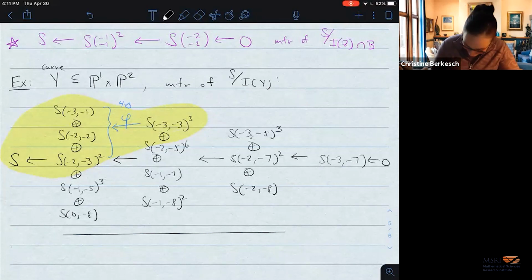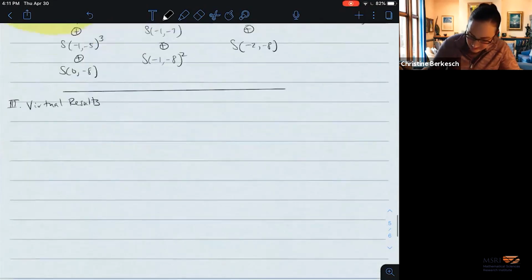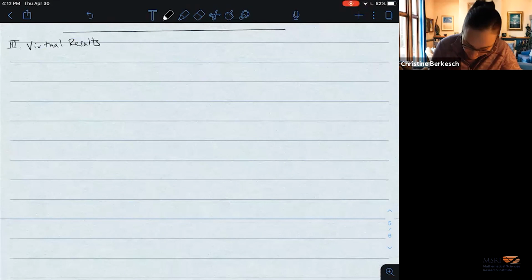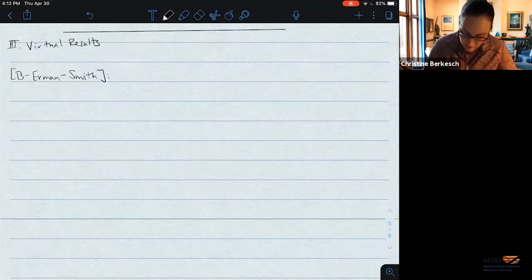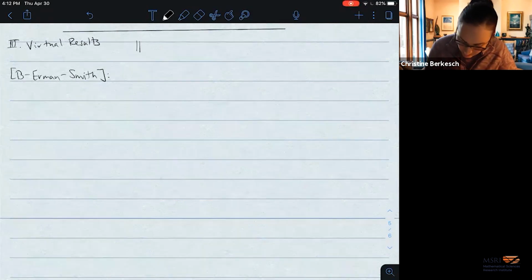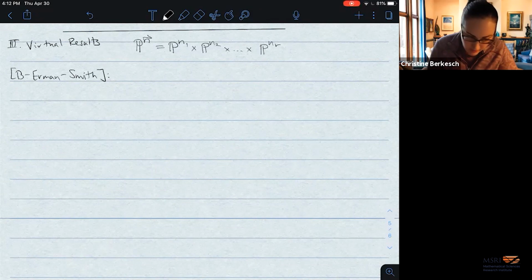Oh boy. All right, so let's go ahead and get to now our virtual results. So what do we know? This is joint work with Daniel Erman and Greg Smith. And these results are all for projective space. So I'm going to write P^n for P^n1 cross out to P^nr.